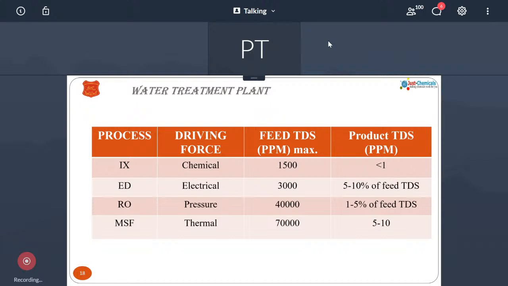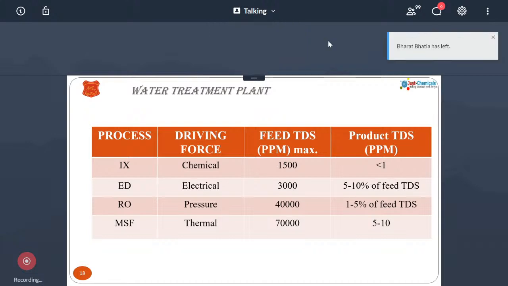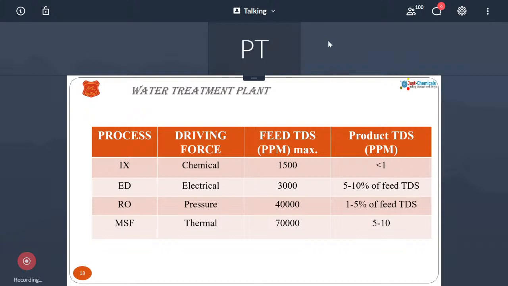Now, after the ion exchange, there was the electrodialysis process. Now it is not used as it was earlier. Now it has some membranes also inside, and it has gone for a revival. So in the electrodialysis process, earlier we could take 3000 ppm of TDS in the feed, and the output would have been 5 to 10% of the feed TDS.